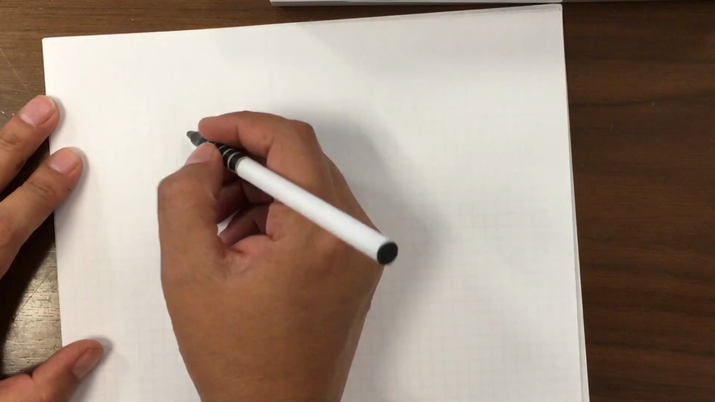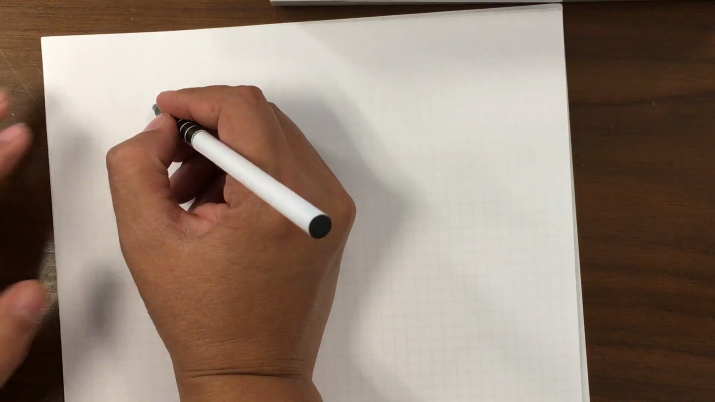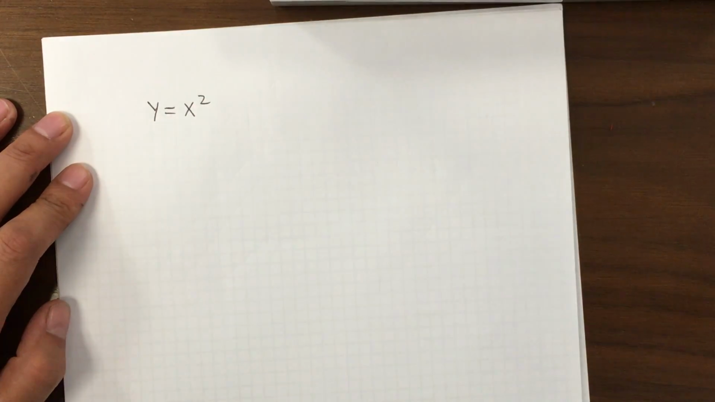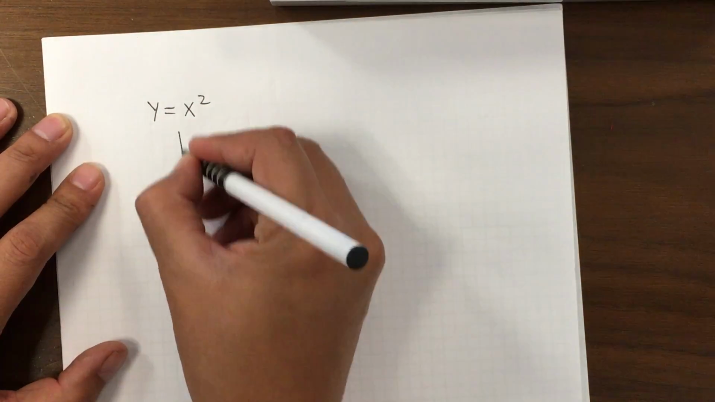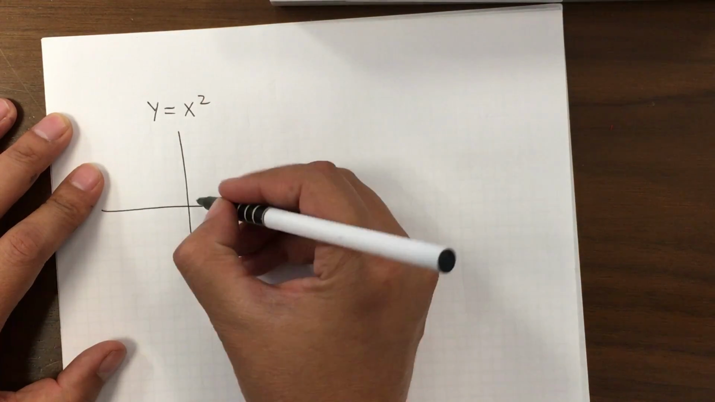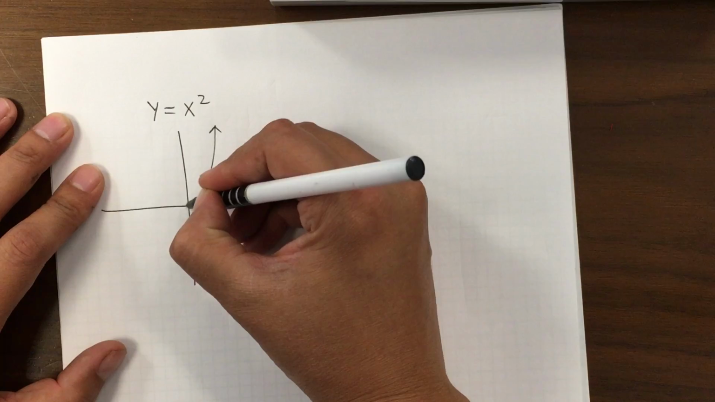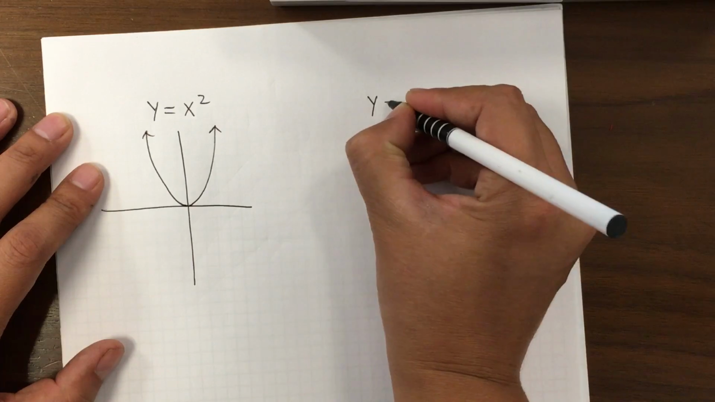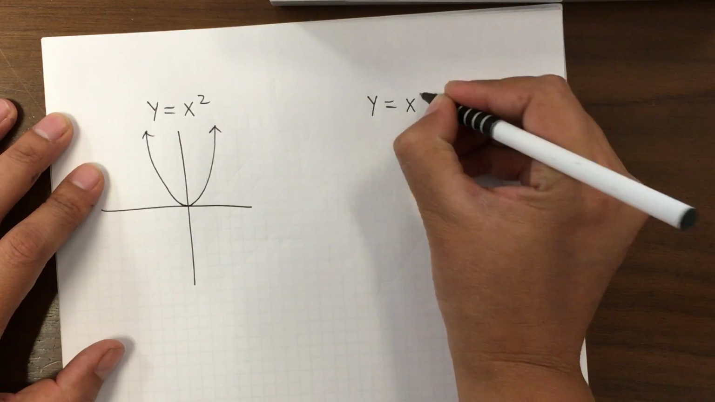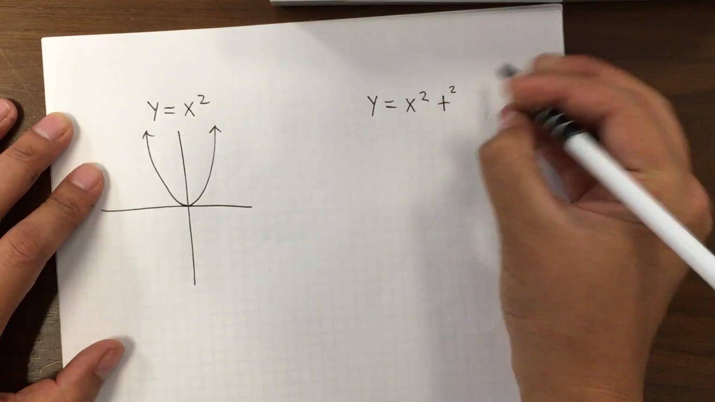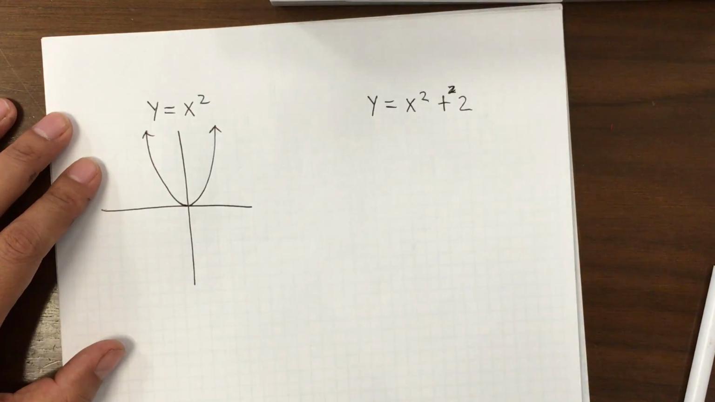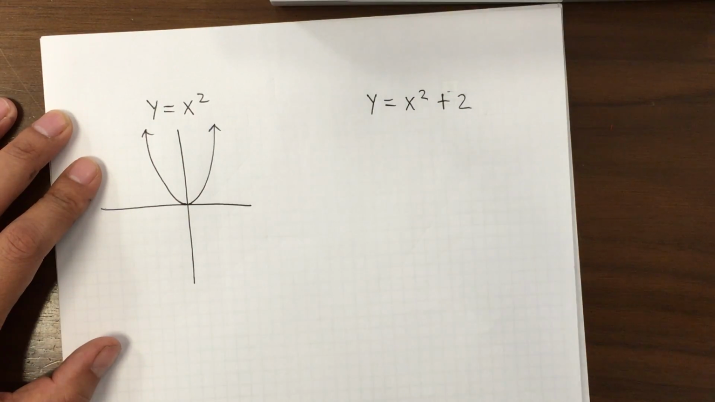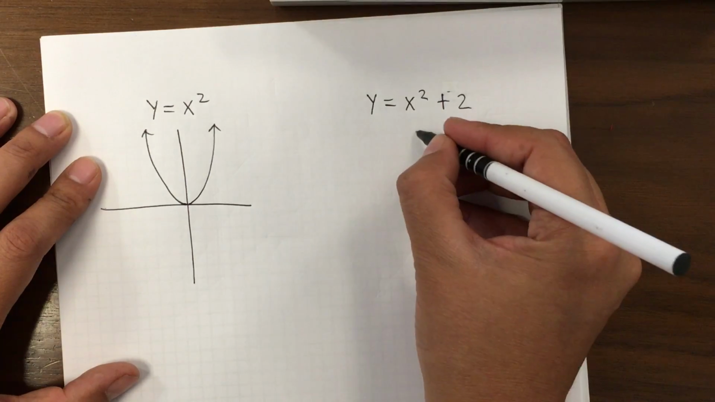Now, what if I have a different type of function? I'm gonna use, you can put f of x, or you can just put y equals x squared. This gives me a parabola, okay? And if I have y equals x squared plus 2, okay? Y equals x squared plus 2.